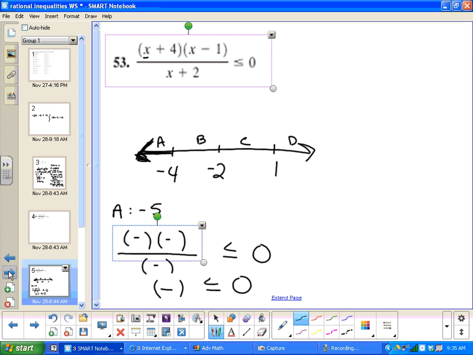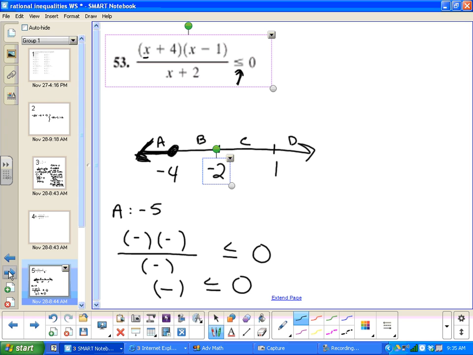Now, it says less than or equal to. But I have to be sure now, would -4 make it undefined? No. So, no, let me ask you this. No matter what kind of symbol I have right there, what's a number I'm never going to include on this number line? Yeah, -2, because that makes it undefined. Even though it says less than or equal to 0, I can't include -2 because -2 would make it undefined.